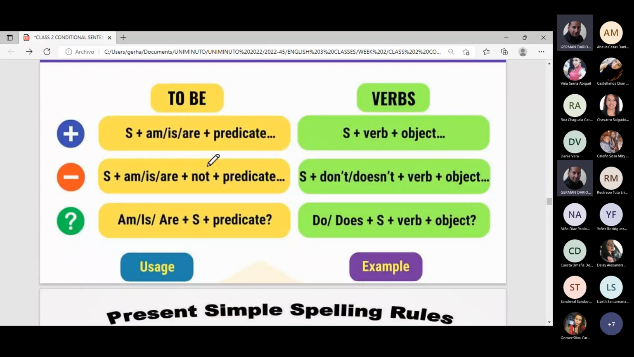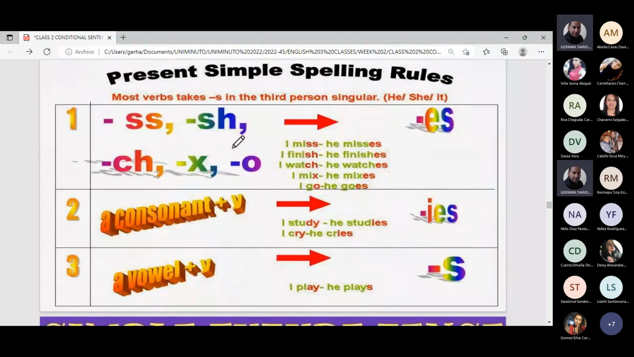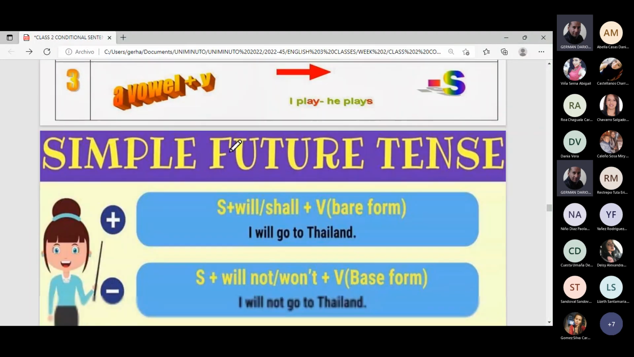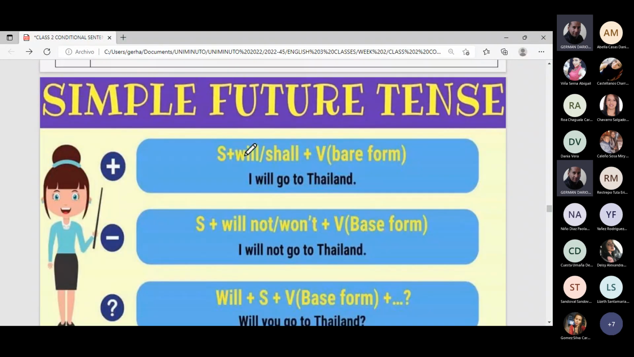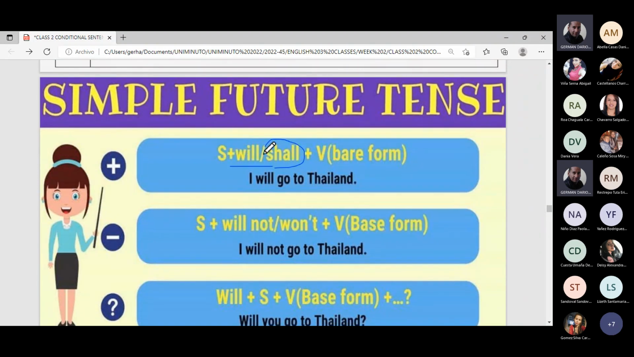It is possible to use the verb to be. También se puede usar el verbo to be in present. Remember that the verb to be in present is am, is, are, okay? And remember the rules for the present simple tense. It is important to remember the future simple. Remember that the future in English is will and shall. Acuérdense que también en inglés puedo usar el shall en futuro.